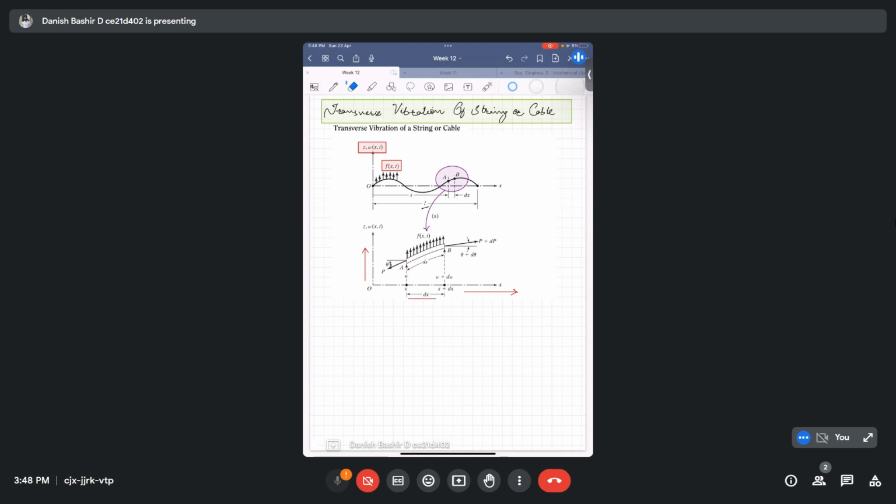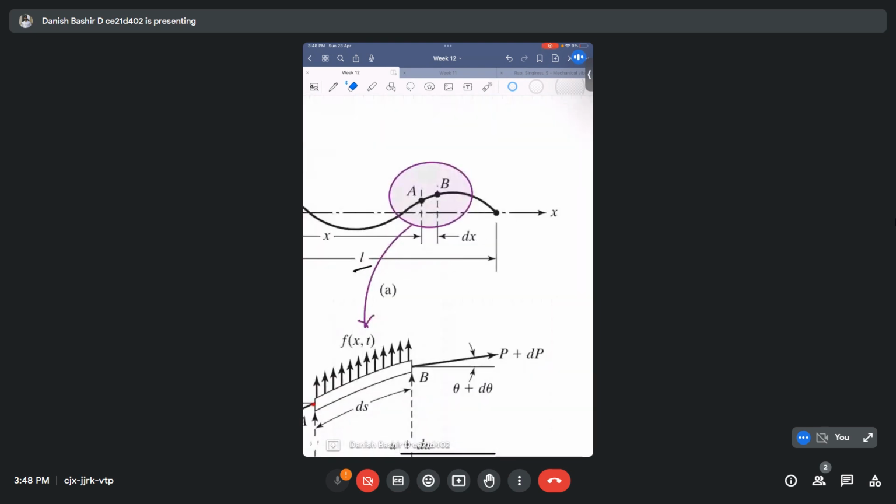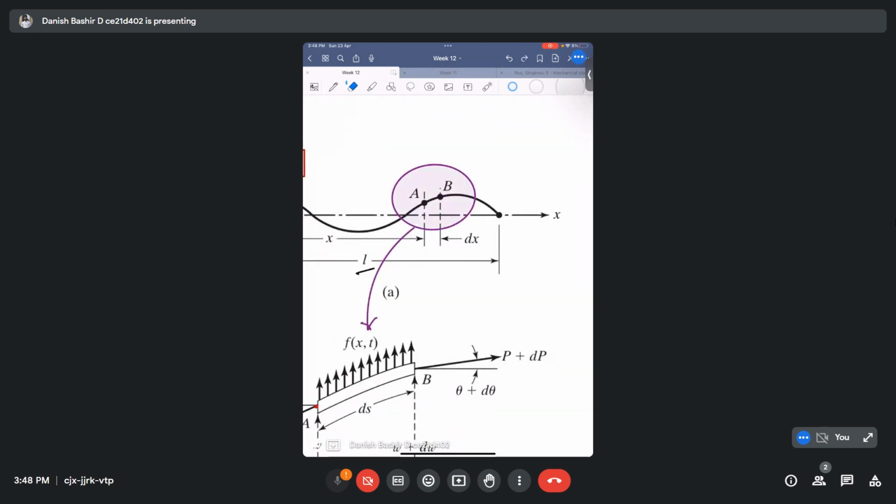So one more thing, the slope at this point will be theta. For example, if I magnify it here, and if I draw a tangent at this point, and along the horizontal I see how much angle it is making, I will consider it to be theta. Then if I draw a tangent at this point as well, and see the angle made by it with the horizontal, it will be theta plus d theta.